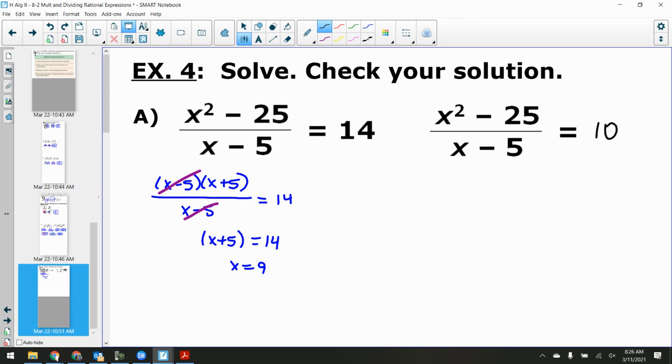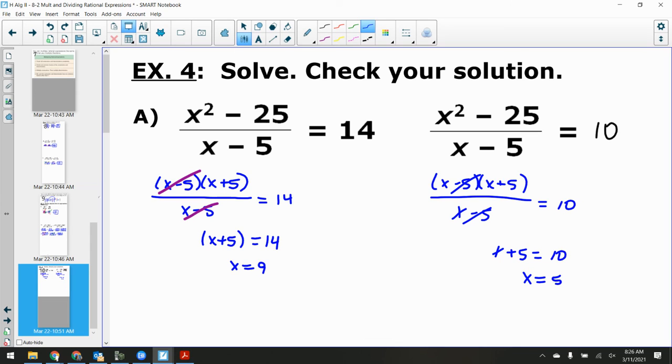If this problem had been equal to 10, it would have factored the exact same way. It would have factored into x minus 5, x plus 5. The x minus 5 would still have canceled, but now in the end I would have had x plus 5 is equal to 10, so x is equal to 5. What's wrong about that? x equals 5 is undefined. Look at the original problem. Where was the original expression undefined? 5. So 5 is not within the domain of that rational expression.